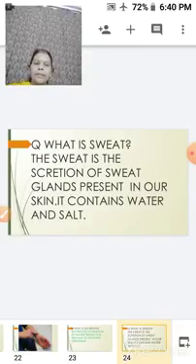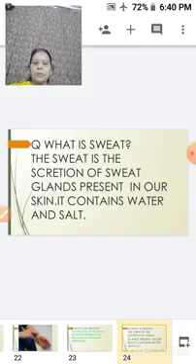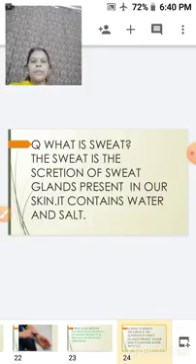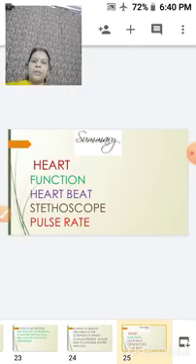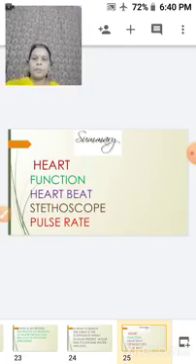So children, we will be talking about this tomorrow. Whatever we took today was the heart, its function, heartbeat, the stethoscope, pulse rate, and I gave a short introduction once again about excretion. So we'll proceed further tomorrow.